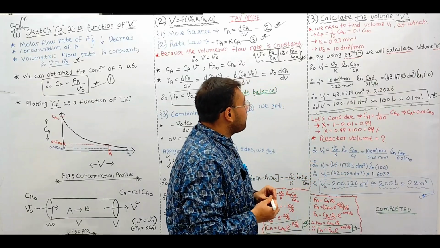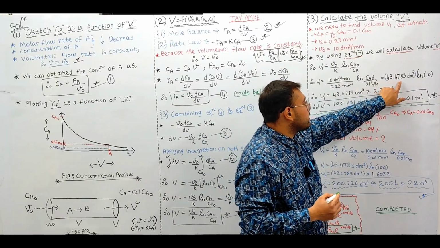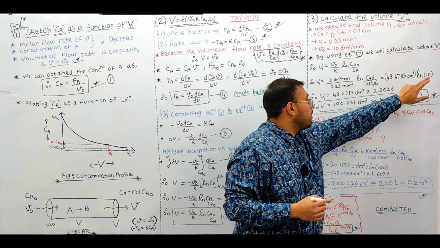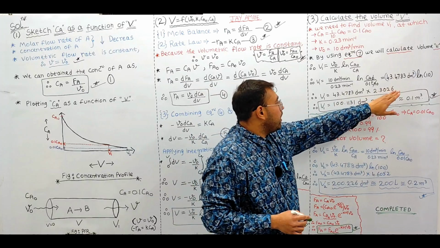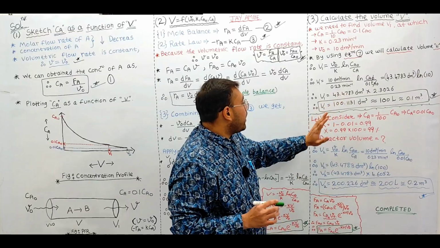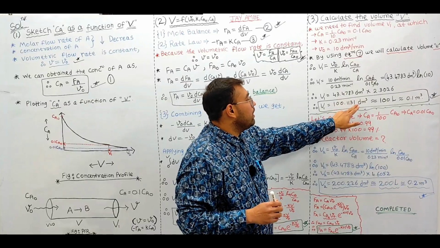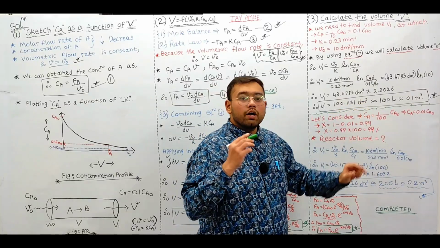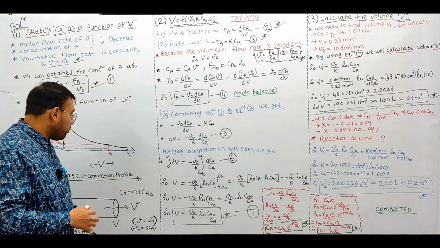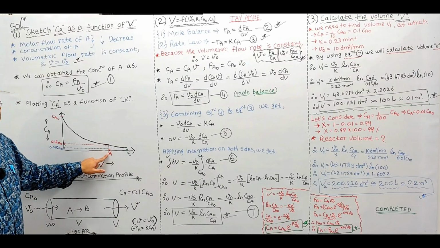After solving this term, we get 43.4783 cubic decimeter, and ln of 1 by 0.1 is ln of 10, which is 2.3026. Multiplying with this term, finally we obtain the volume V1 is equivalent to 100.1131 cubic decimeter, which is equivalent to 100 liters. Which means in order to achieve 90% conversion, we require 100 liters of volume.